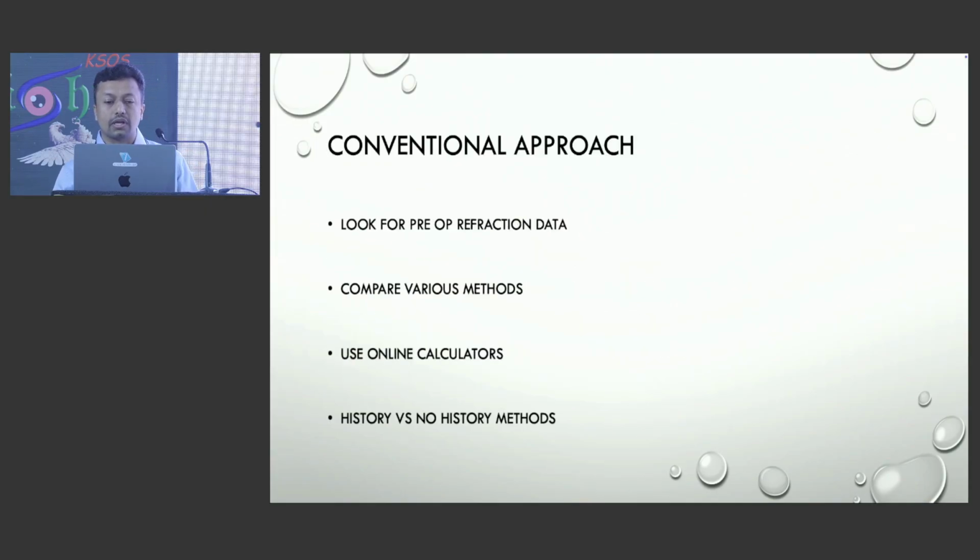So if you don't have the latest machines, the older way of approaching is to look at the previous refractive data, which is not available throughout, because if the patient has the refractive surgery in one hospital and the cataract surgery in a different hospital, it will be a difficult scenario. The other method is to use an online calculator to get the basic K values and compare the various methods, the history and the no history method in the ASCRS, you can do the online calculation. It gives an almost precise value.